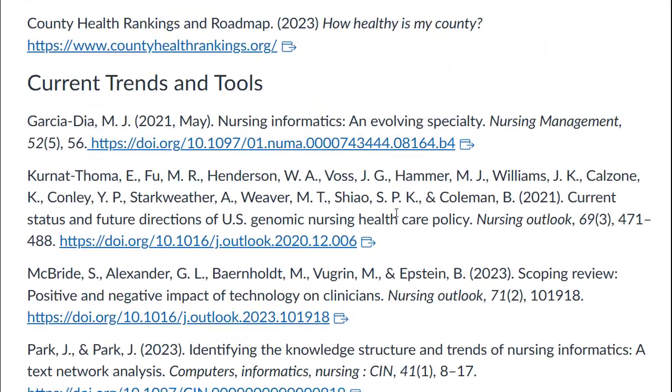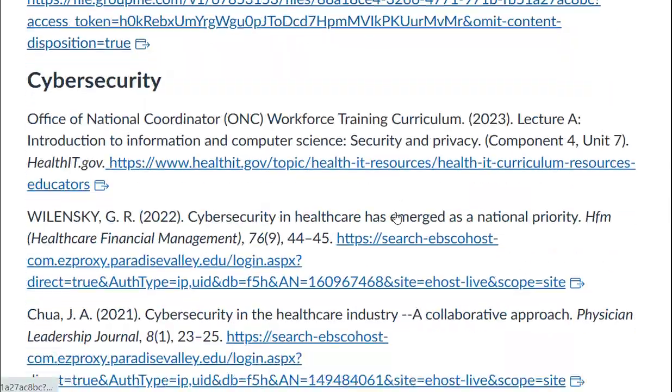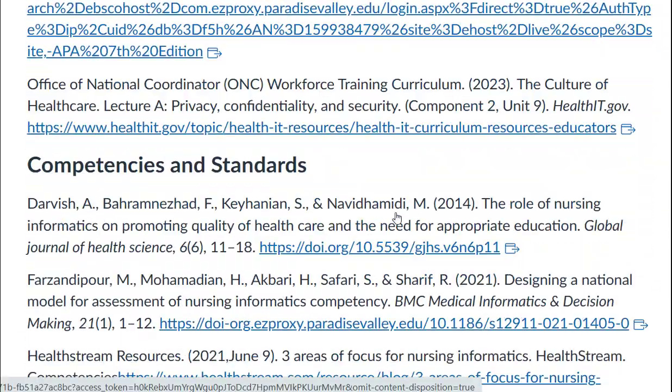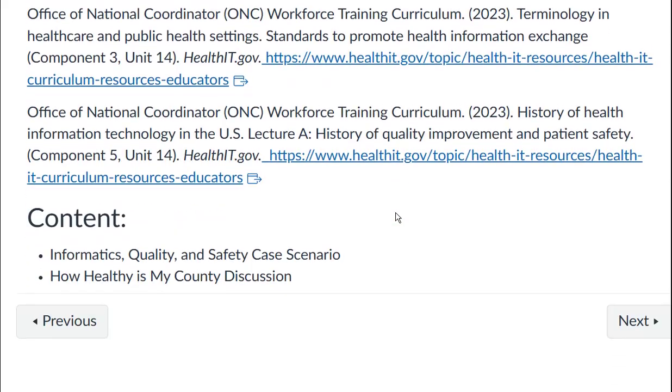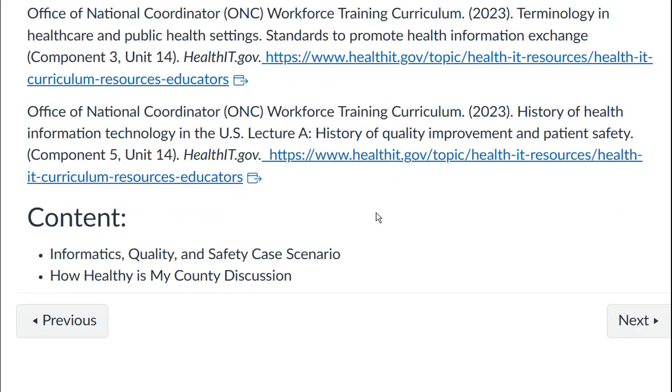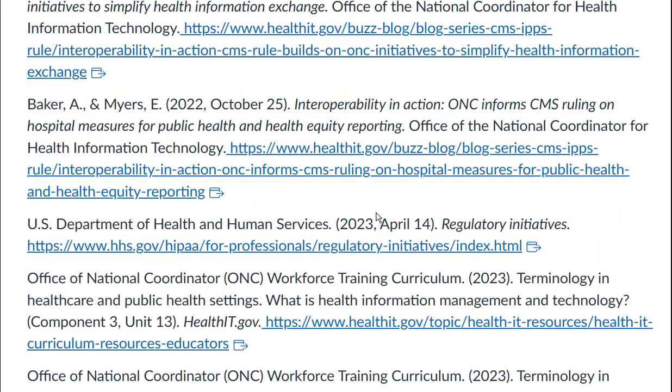All right? So these are all of our different readings. You're just going to pick a few, or you can look at the activities and then go back into the module and figure out which reading would be most helpful for you.